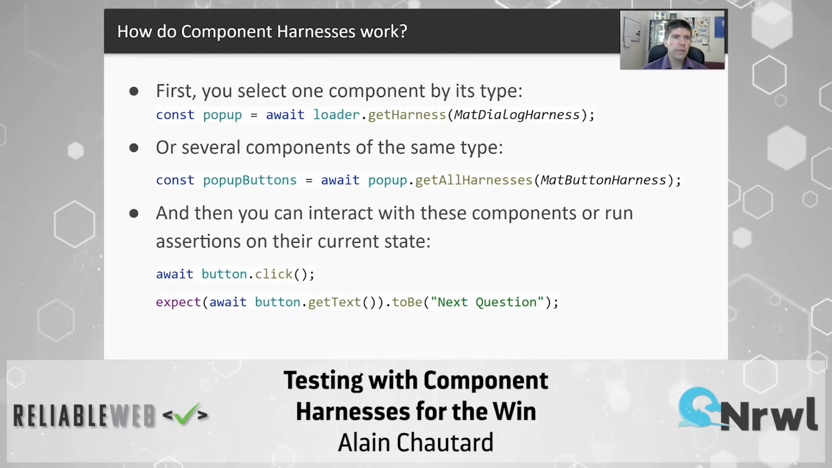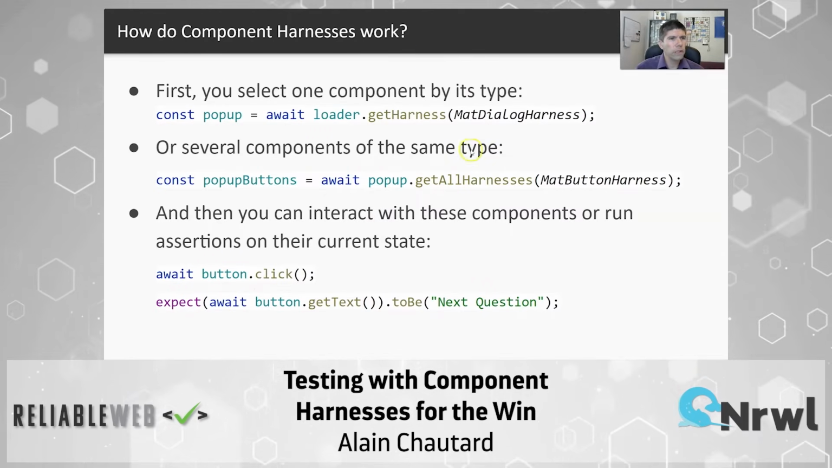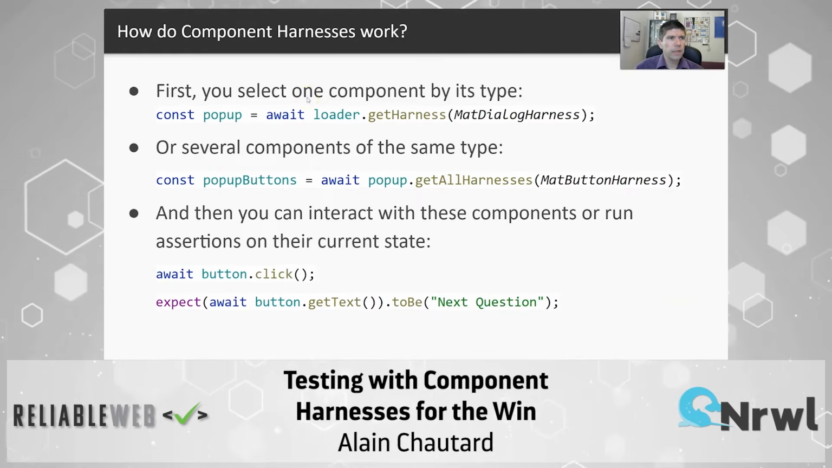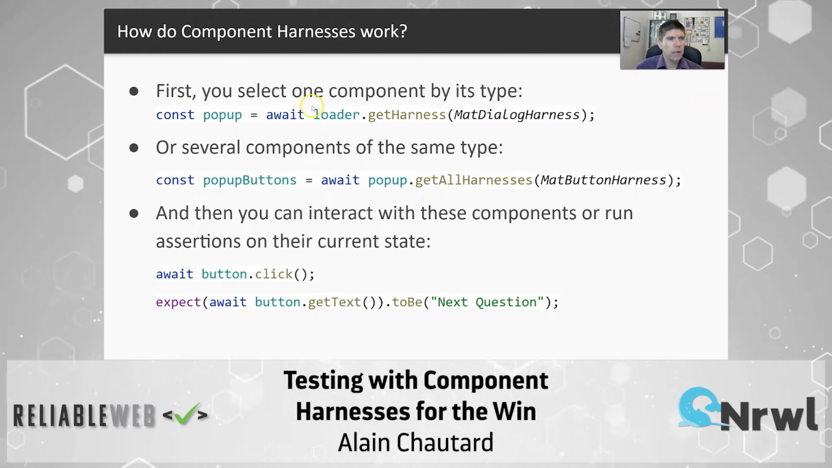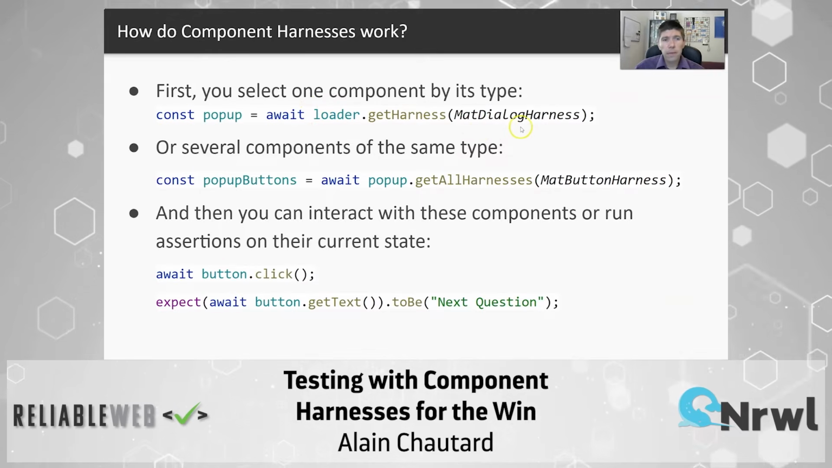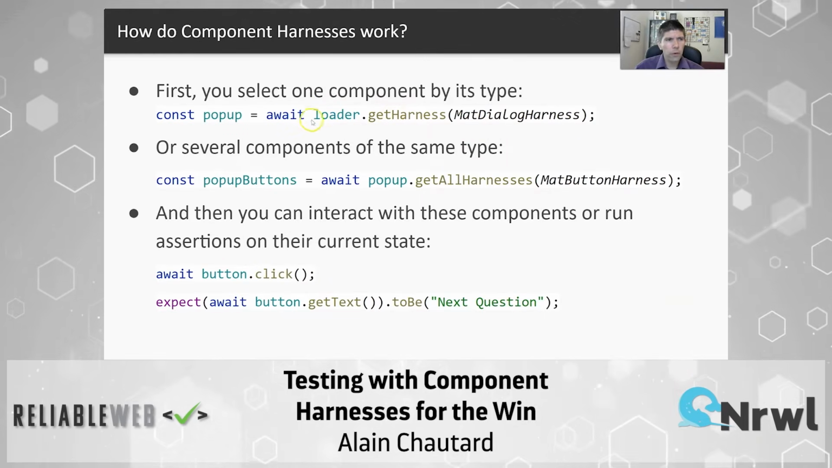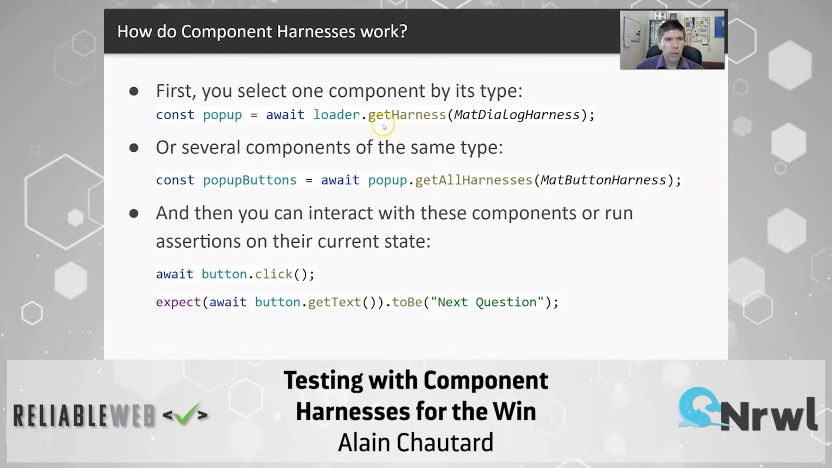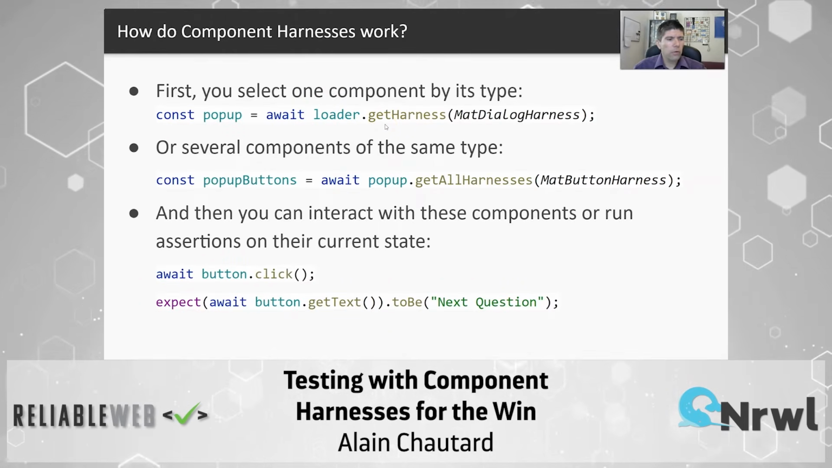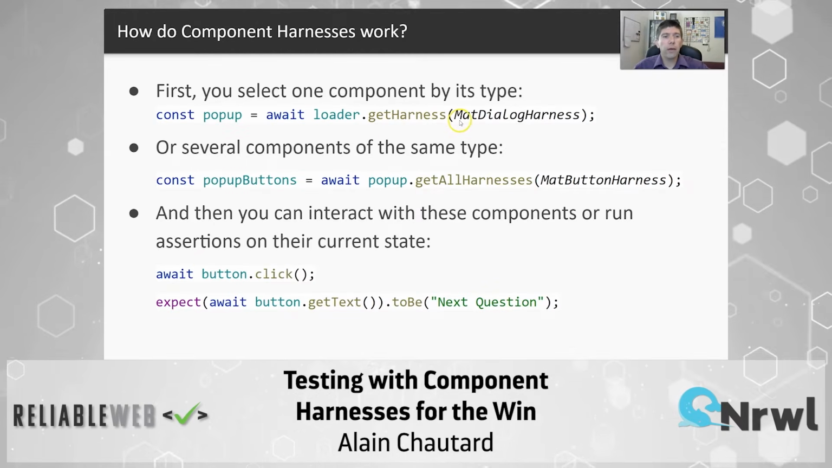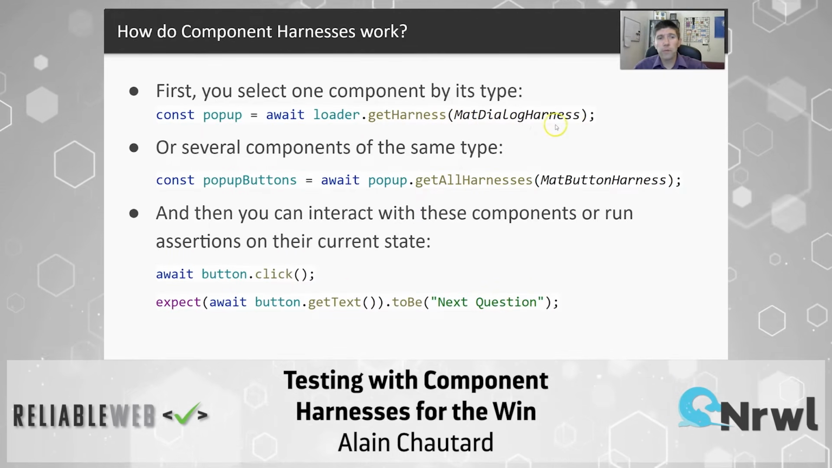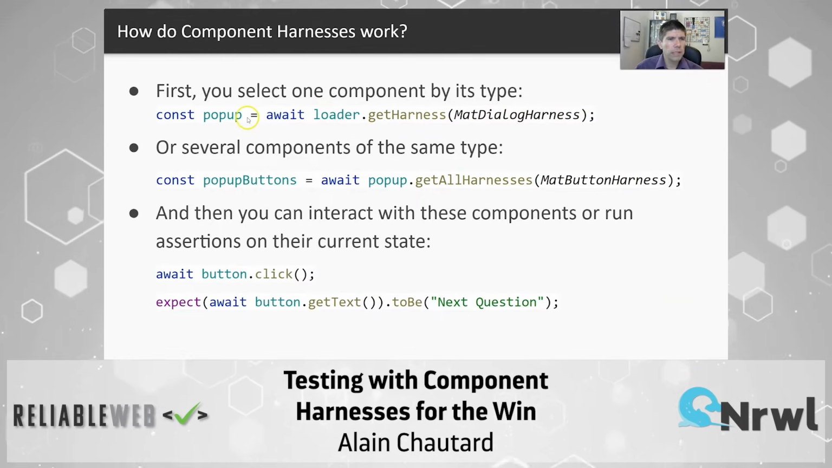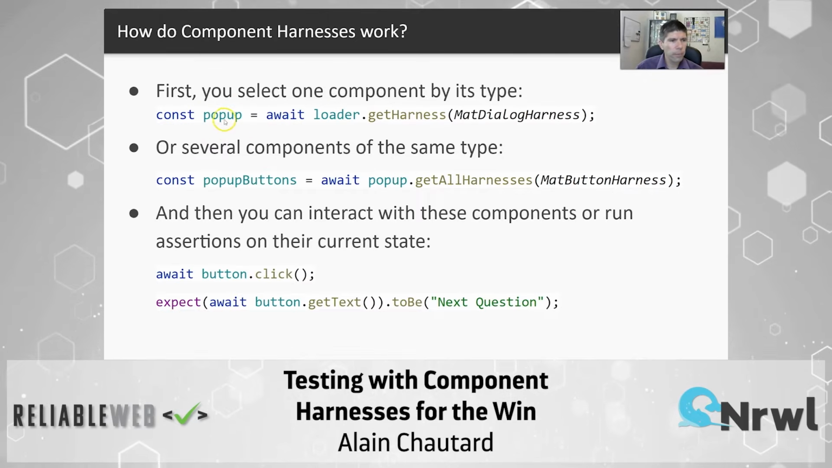So how does that work? How does that idea of component harness work? Well, the first thing you have to do if you want to do a test that's using a component harness is that you would select a component. So here we have a harness loader. We are going to call a getHarness method, which is really going to say, hey, query the DOM for me and find that MatDialogHarness, which is a specific component that we want to interact with. So that's going to return that component known as popup here.